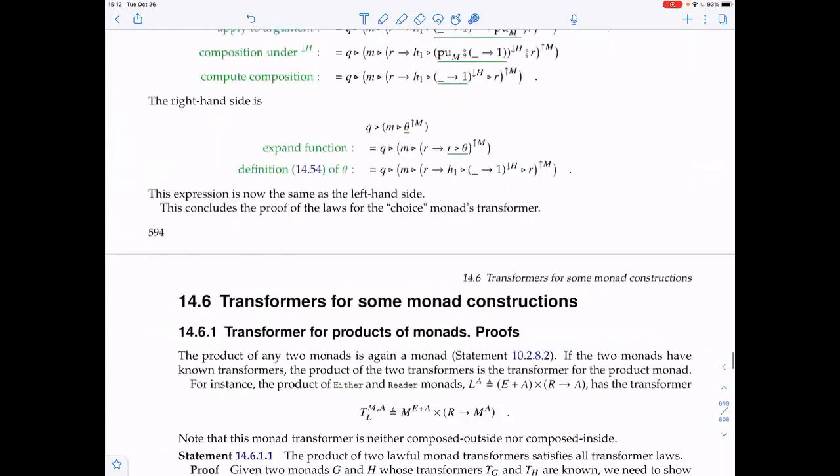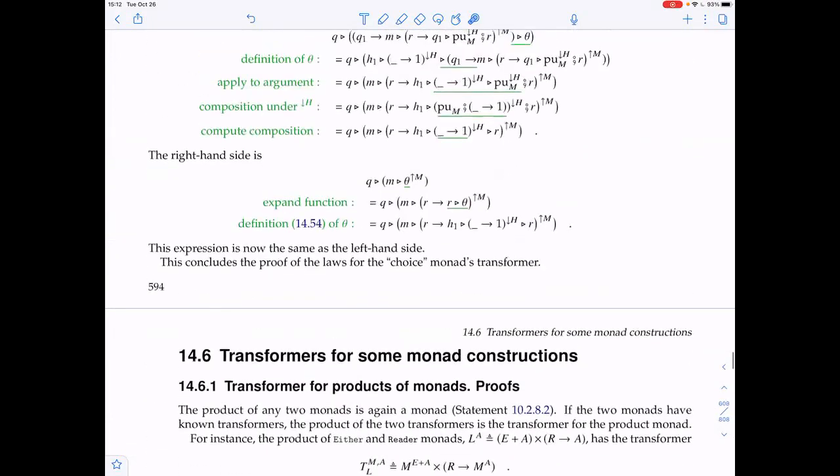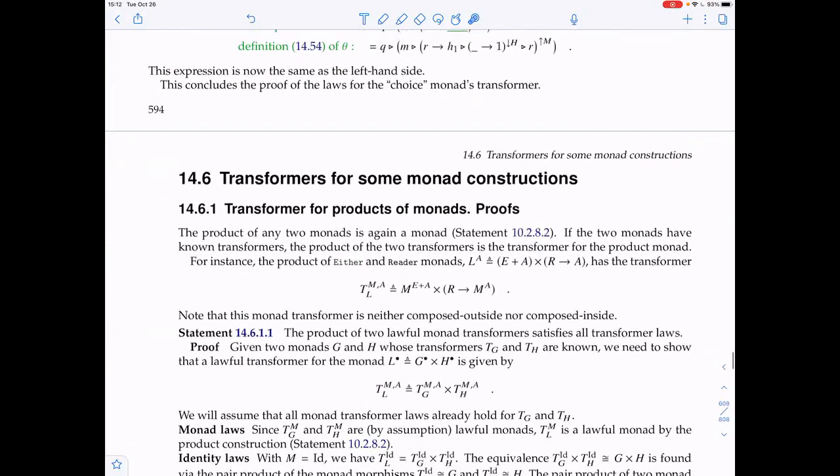Okay, so finally, this concludes the properties of composed monad transformers. So either composed inside or composed outside. There are some pretty limited classes of monads that have these transformers, and all other monads have other transformers.